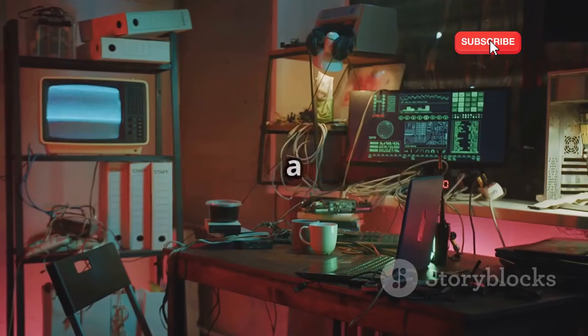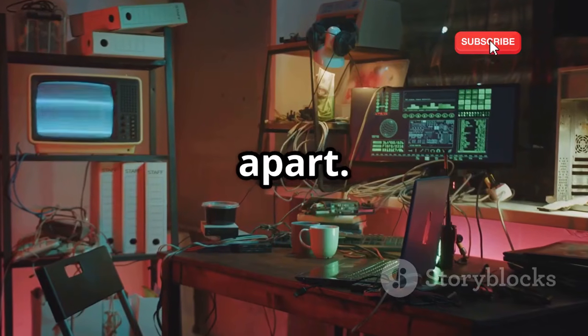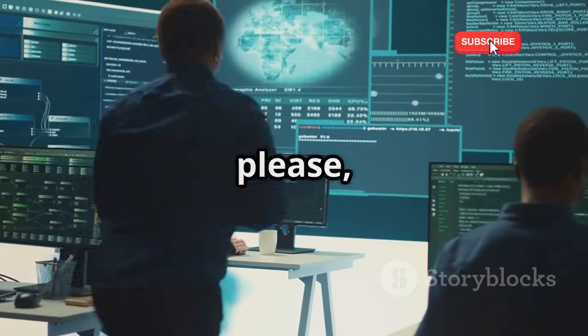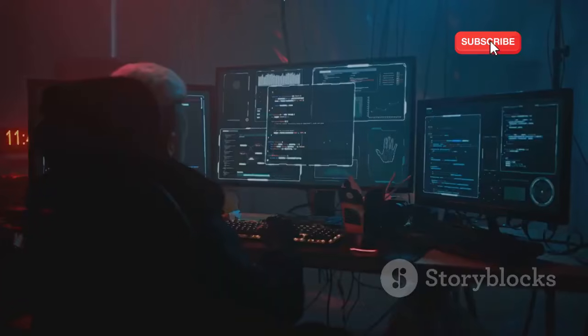Think of these tools like a super-powered screwdriver. It can build amazing things or take them apart. We're all about using our powers for good here. So please, please, please, use these tools ethically and responsibly.